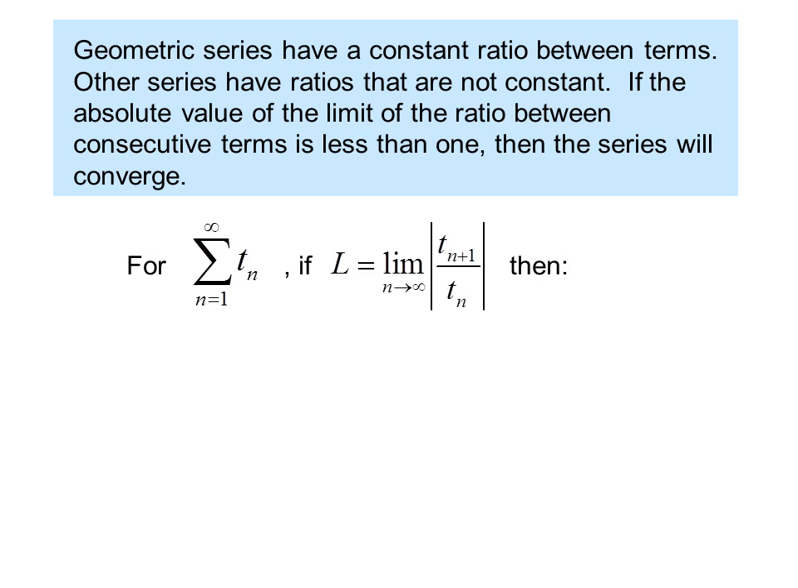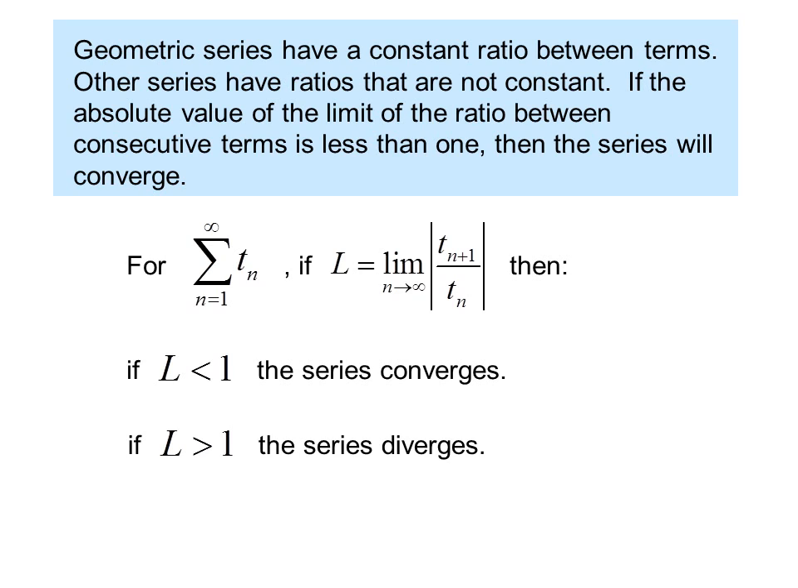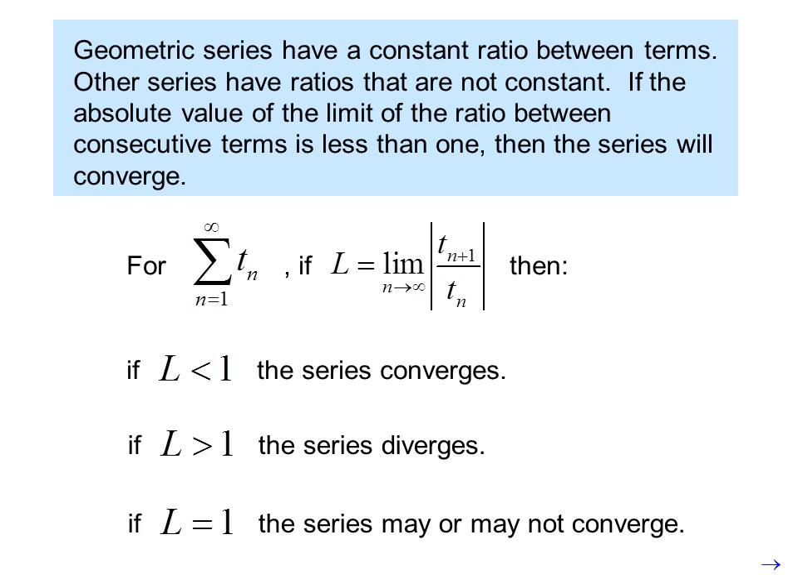For the summation from n equals 1 to infinity of t sub n, if L equals the limit as n approaches infinity of the absolute value of t sub n plus 1 over t sub n, then if L is less than 1, the series converges. If L is greater than 1, the series diverges. And if L is equal to 1, the series may or may not converge. We say that it is inconclusive.